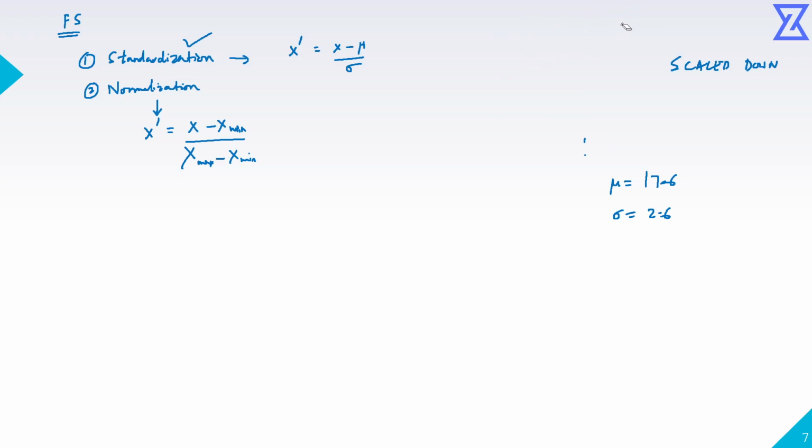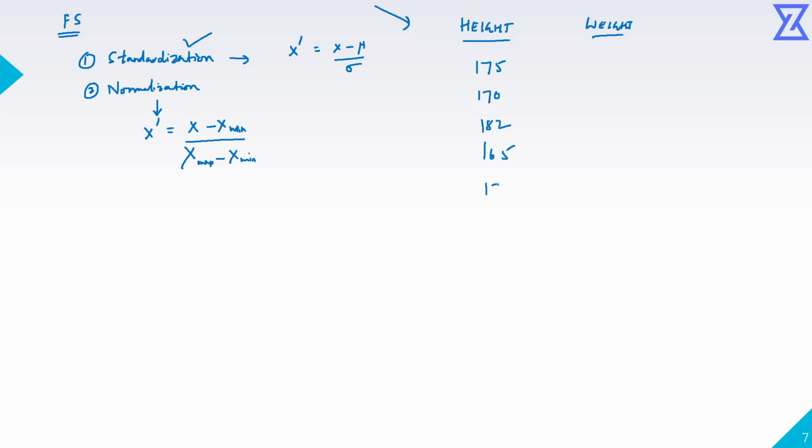So normally, the reason why we need to scale down is because of computers. Computers are not human beings, right? Computers don't understand, they just understand numbers. If I tell you I am capturing height and weight, same story, I have already covered it, but just covering it again. Let's say I am capturing some people's height: 175, 170, 182, 165, 172.